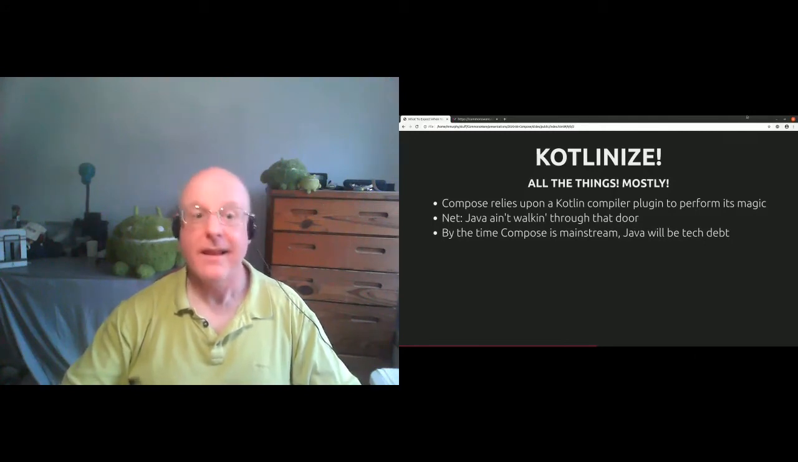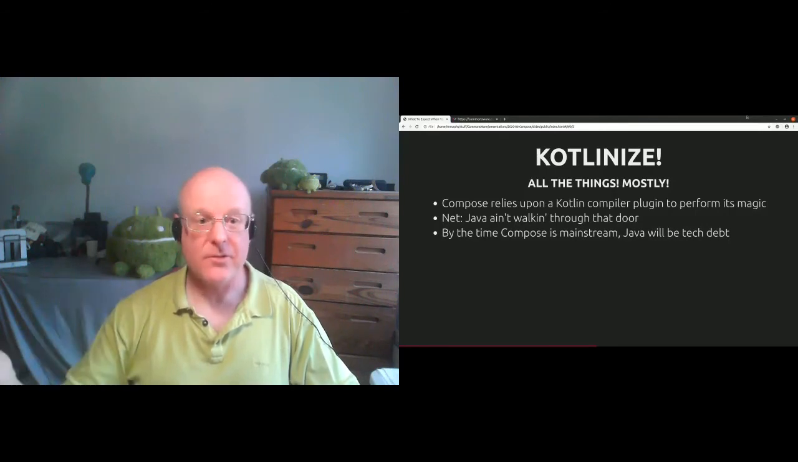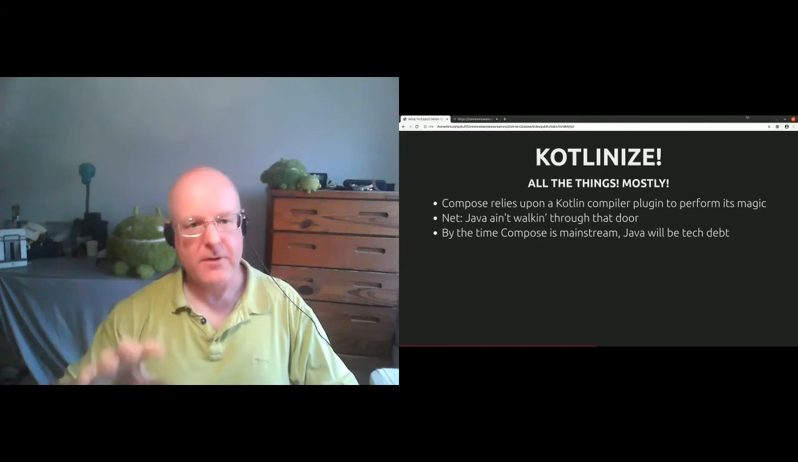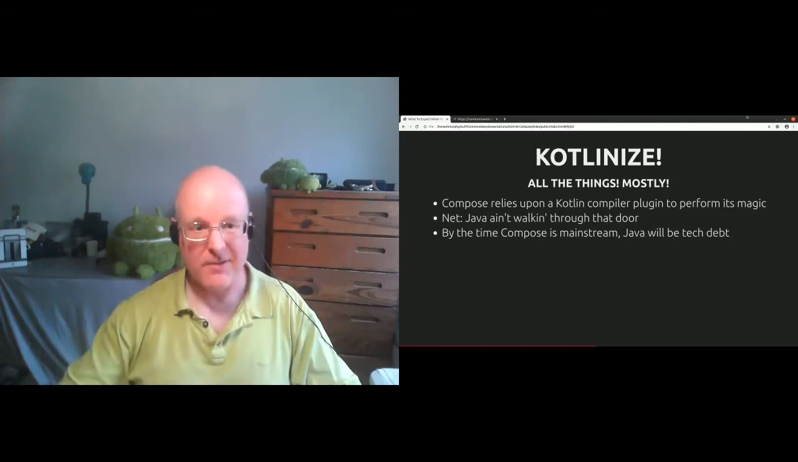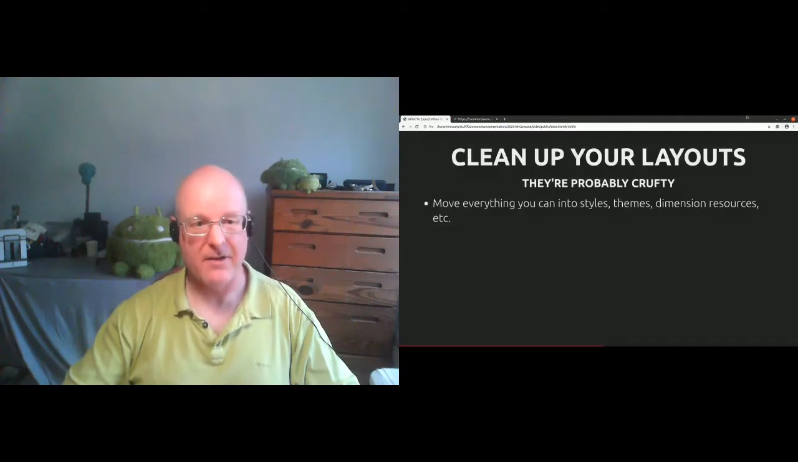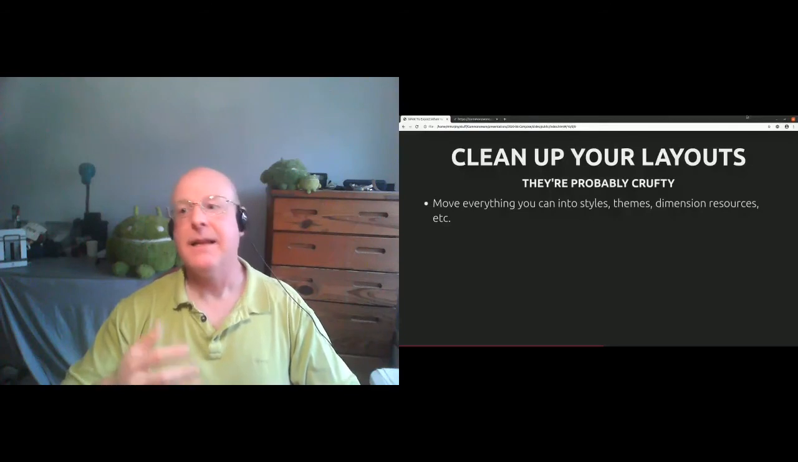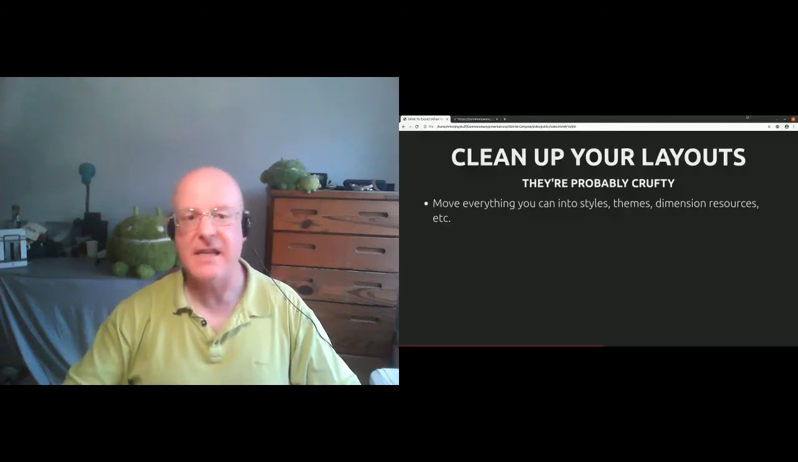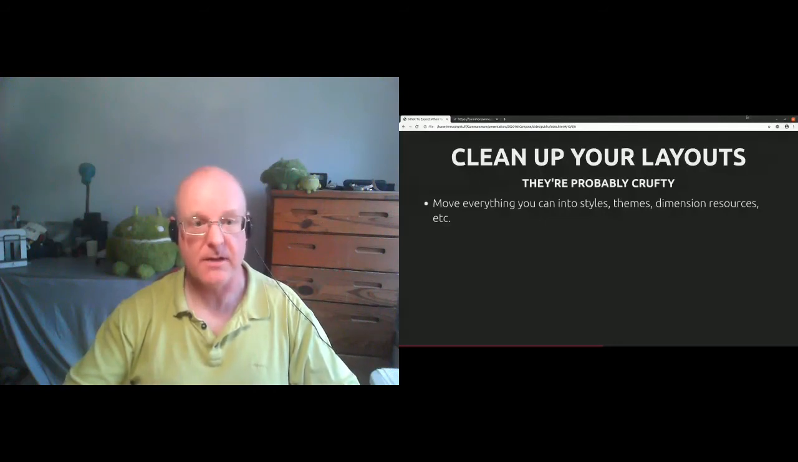Layouts. You'll notice that in that code snippet that I showed you, there wasn't a layout resource. Those layout resources are getting replaced by basically functionally equivalent Kotlin code, creating composable functions. And so in the near term, it's not like you need to get rid of layout resources. You probably can't get rid of layout resources, but what you can do is try to streamline them, and try to clean them up, get things into styles, themes, dimension resources, that sort of stuff that you might have already just hard coded into the layouts.